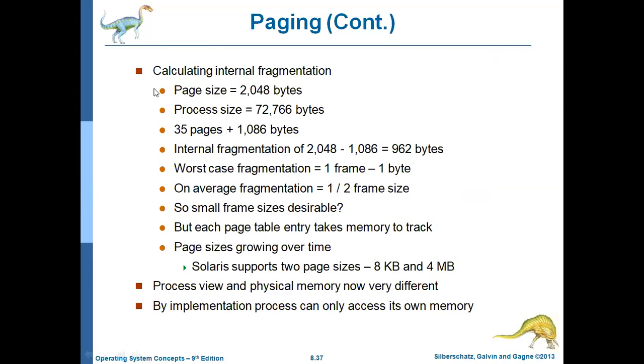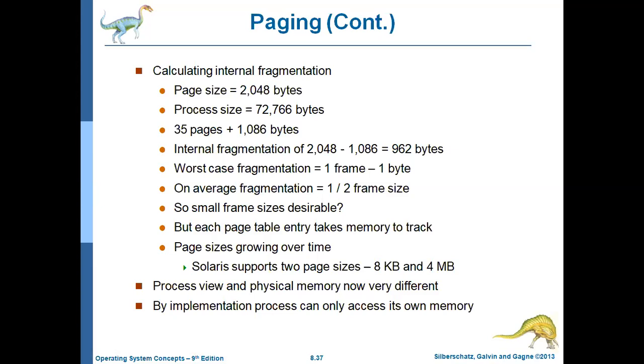As I said, one of the drawbacks is that you have internal fragmentation there. For example, if I'm considering in terms of bytes, a page size is 2048. Your process size is just a small part of a calculation given here. Ultimately, it makes you feel that each page entry takes memory to track. Page sizes are growing over time. The process view and physical memory are now very different.